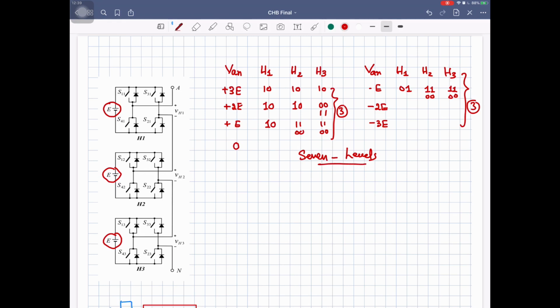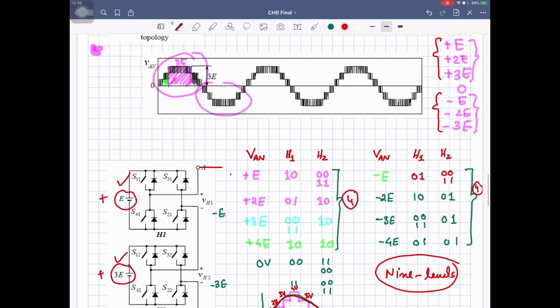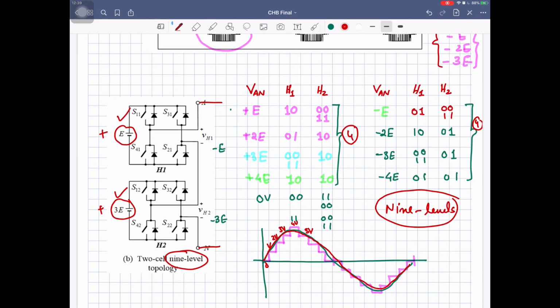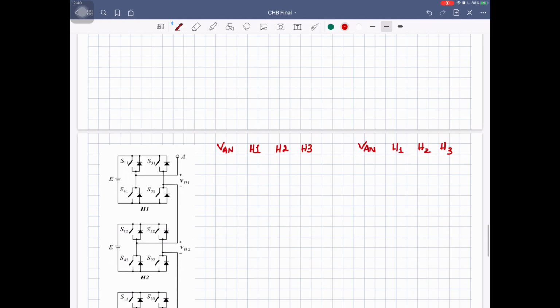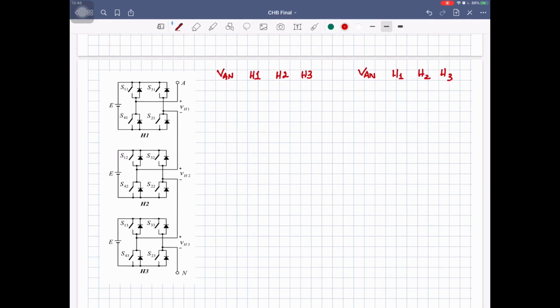So this is not an efficient way, because if you compare it with this one, with the 2 H bridge circuits, we can get 9 levels. So how can you increase the number of levels in the output voltage waveform? Let's discuss it over here. Let's suppose I take this one as E, the other one as 3E, and this one as 5E. So what will you get at the output?